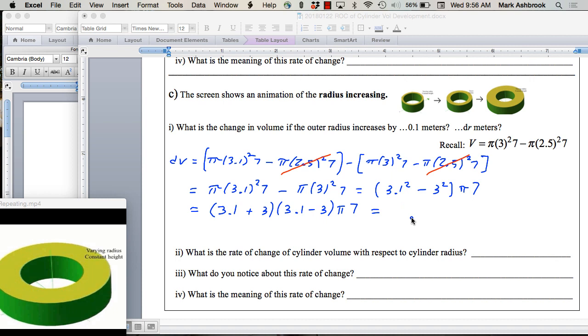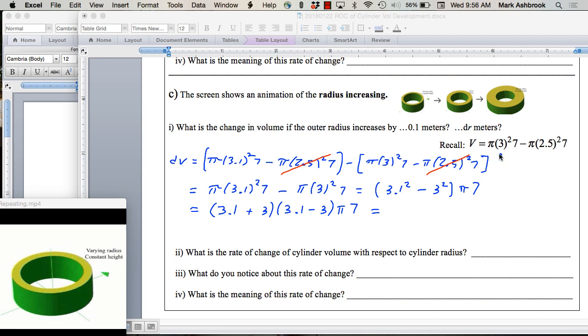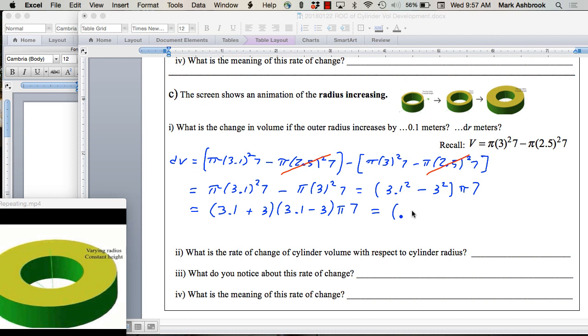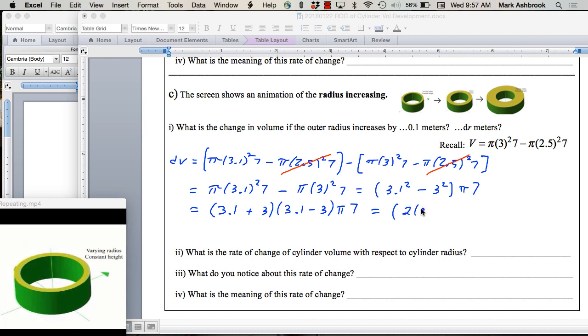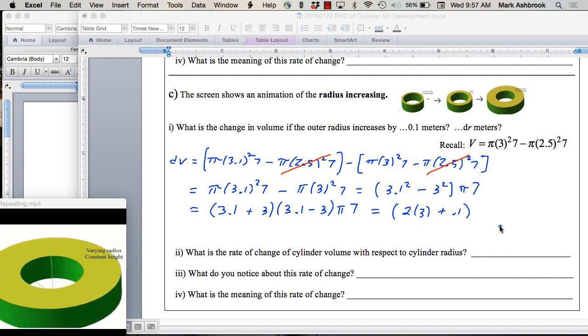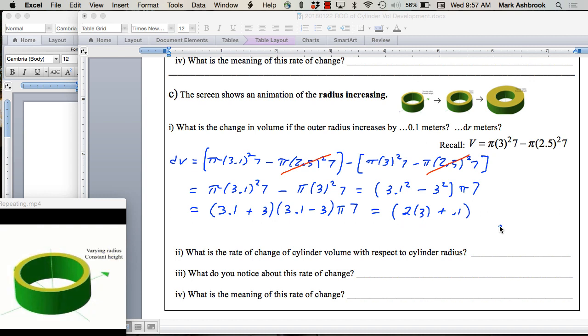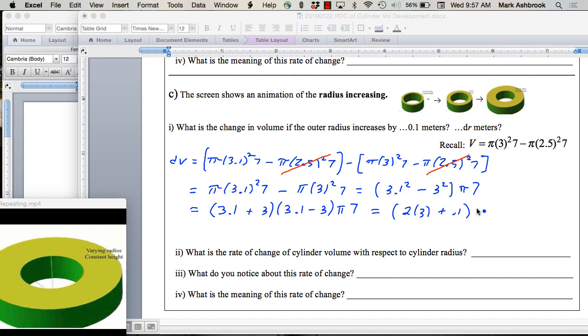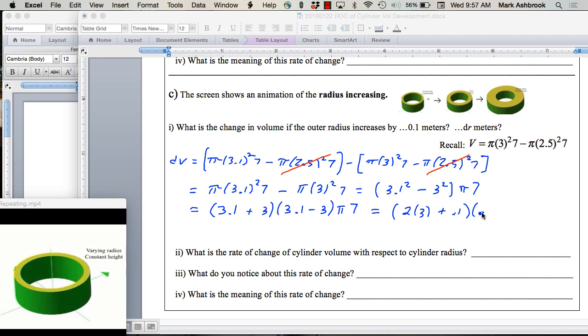And so I get what? 6.1. So what does 6.1 have to do with this here? What's the 0.1? That's dr. And so what would 6 be? Yeah, our initial radius. So 2 times the radius plus dr. See that? That 6.1 is like 2 times the radius plus the dr. And what's 3.1 minus 3? That's dr. That's 0.1. Okay, so we're making some progress here.